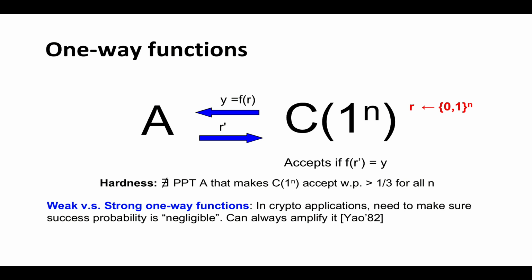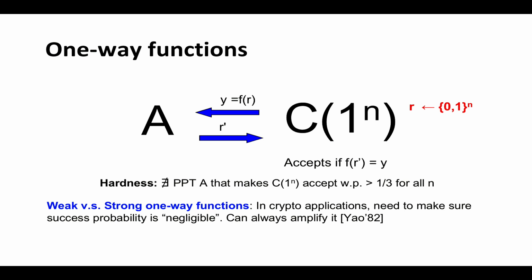So really, the existence of one-way functions is exactly the same thing as the existence of a hard-on-average language, where it's hard to find witnesses to instances that have been sampled together with a witness. Now, in crypto, this definition is somewhat weak because we're just saying it's hard to find a pre-image with probability greater than 1/3. In cryptographic applications, you really want the probability of inverting to be much smaller.